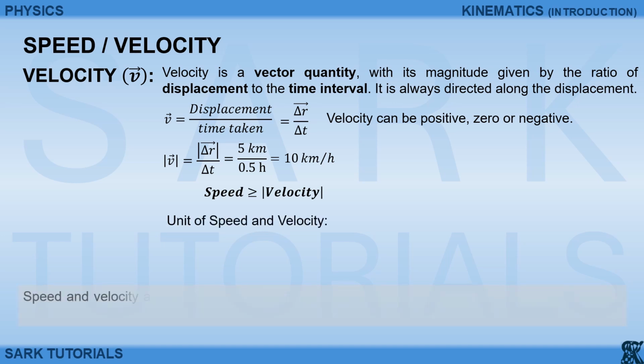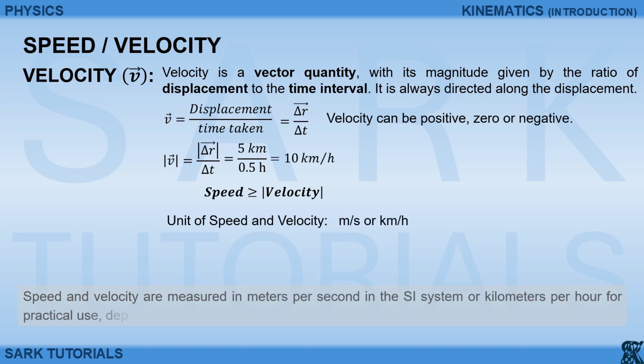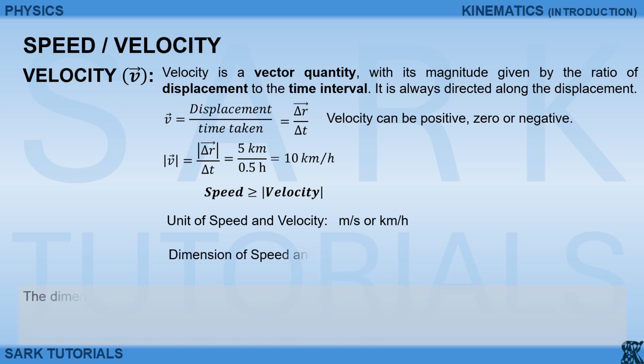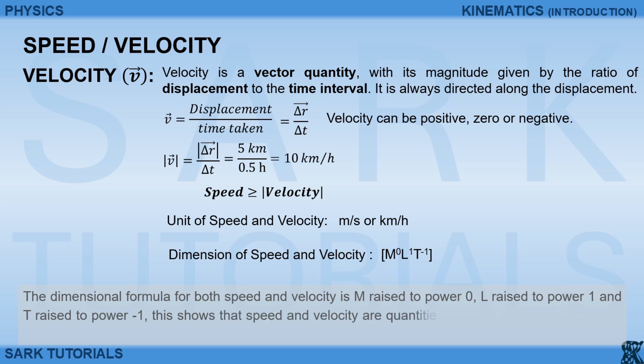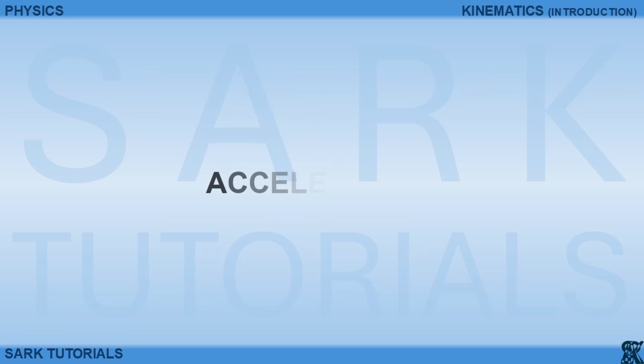Unit. Speed and velocity are measured in meters per second in the SI system or kilometers per hour for practical use, depending on the scale of measurement. Dimension. The dimensional formula for both speed and velocity is M to the power 0, L to the power 1, and T to the power minus 1. This shows that speed and velocity are quantities that describe motion in terms of distance and time without any influence from mass.